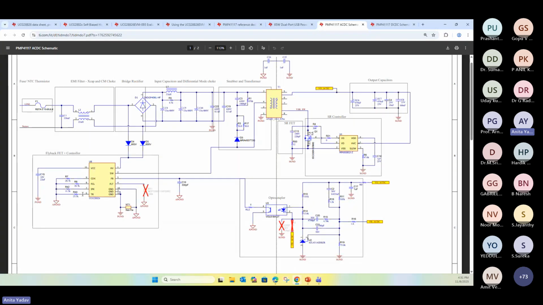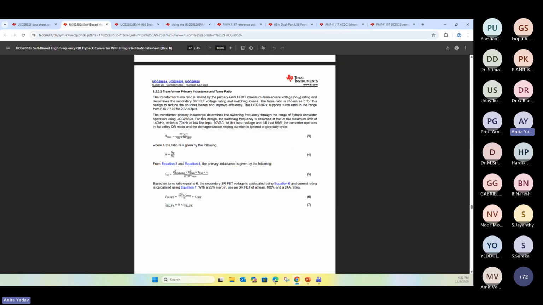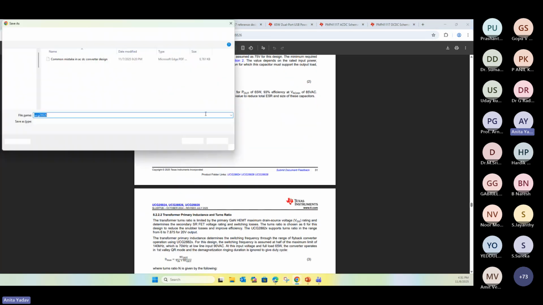Then we have the TR pin. Basically, if the turns ratio here is 6, then there is a corresponding resistor table in the data sheet, and if I go through the data sheet, we can find it.